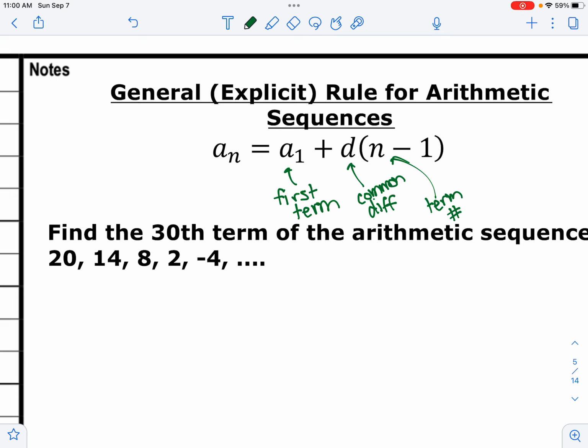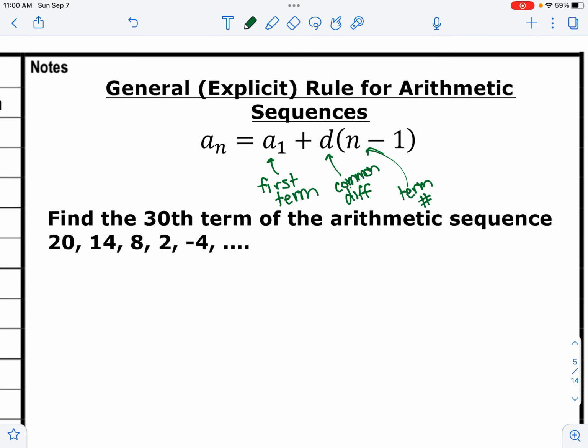And this is nice because if you are asked to find a really big term, then you can just find the rule and then plug in and go from there. So let's take a look at how that might be useful. Here it says find the 30th term of the arithmetic sequence 20, 14, 8, 2, -4. Now, I could write out all 30 terms and then write down what the 30th one is, but that would take a while. So is there a faster way? That's the purpose of this. This generalizes the rule, and I can get there a lot faster. So let's try it.